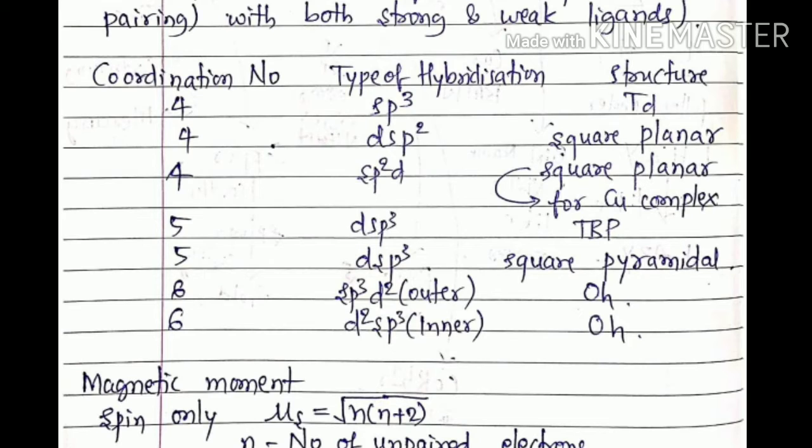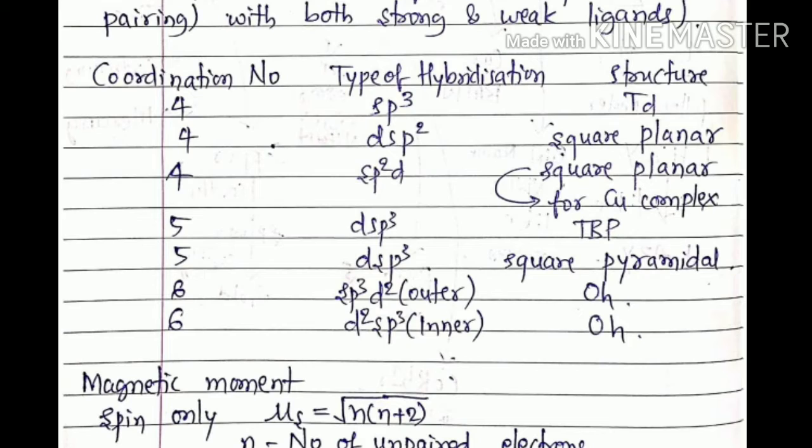So then the shape is square planar. If the coordination number is 4, then the hybridization is sp2d, and the structure is square planar for copper complexes only. Then coordination number 5 gives dsp3 hybridization, and the structure is trigonal bipyramidal. For coordination number 5 with dsp3 hybridization, the structure may also be square pyramidal.